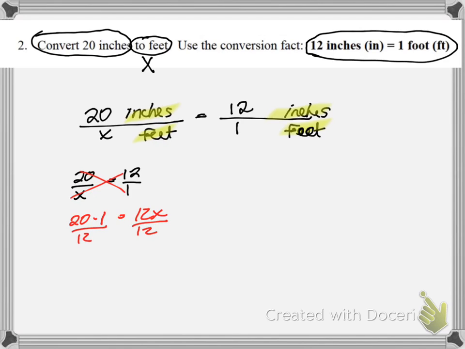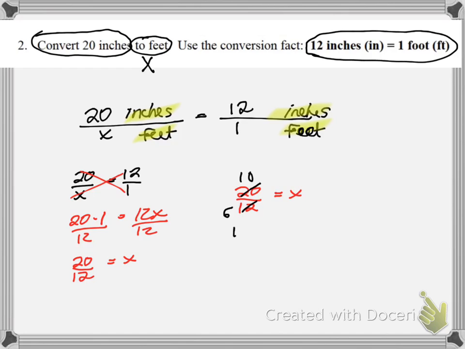Divided by 12, divided by 12, and you're welcome to use a calculator to solve this if you like. You get 20 over 12 is equal to x. We need to reduce this even if we decide to leave it as an improper fraction. So we have 20 over 12 is equal to x. 20 and 12 are both divisible by 2.